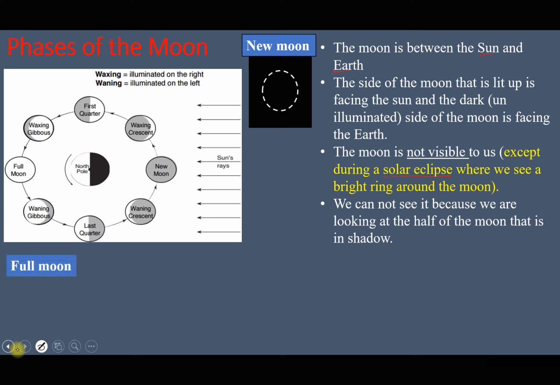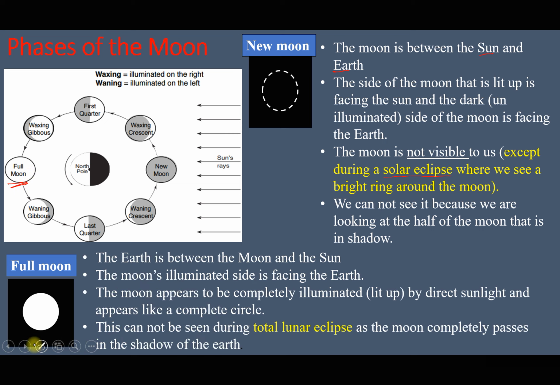Then we have what we call the full moon. The full moon is here. We are able to see the full moon because the earth is between the moon and the sun. However, the shadow of the earth is not obstructing the moon. The moon's illuminated side is facing the earth. That is during a full moon. The moon appears to be completely illuminated by direct sunlight and appears like a complete circle.